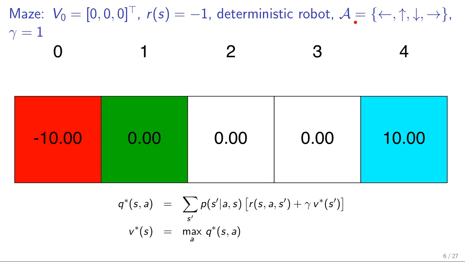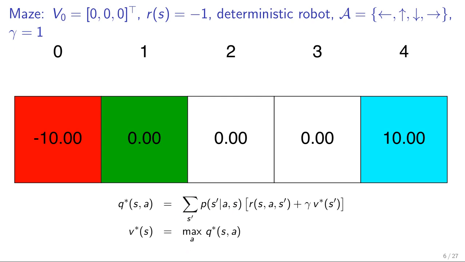So the robot is deterministic. It can do these actions. If it goes left, it will go left. That's simple. Up and down just means it will stay where it is. So you go up and you stay here. And that's so much for the description of the environment. The task for you would be now to do 1 or 2 sweeps of the value iteration algorithm.